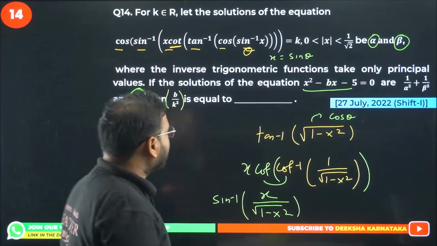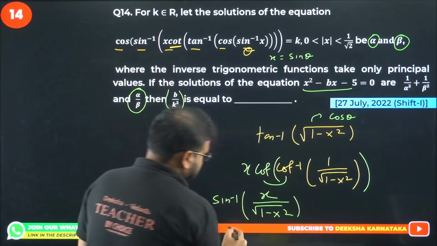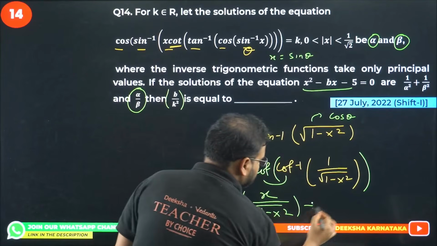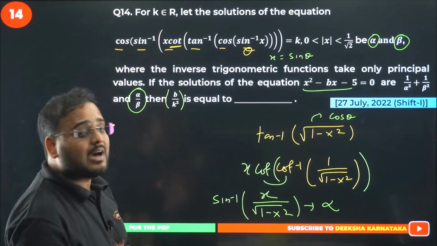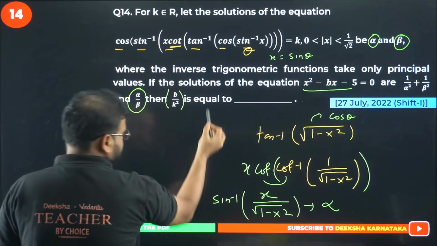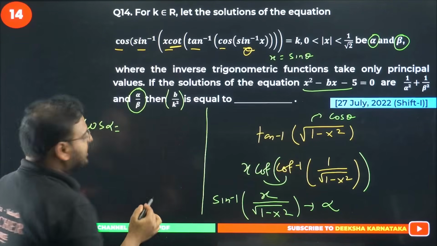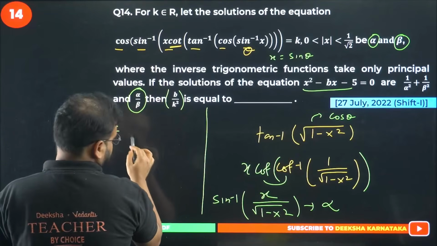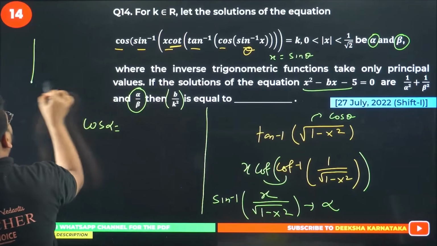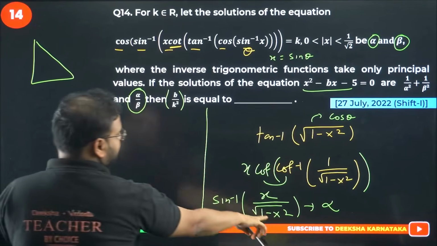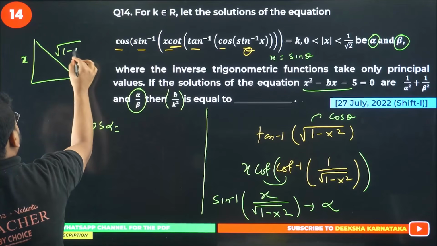Sine inverse of x upon root of 1 minus x square is what we are getting over here. Now if I take this as some angle, let's say alpha, then I'm looking for what? I'm looking for cos alpha. Check this out. I'm looking for cos alpha. So if you take this out, this is sine alpha, right? So this is x over here, and this is root of 1 minus x square.